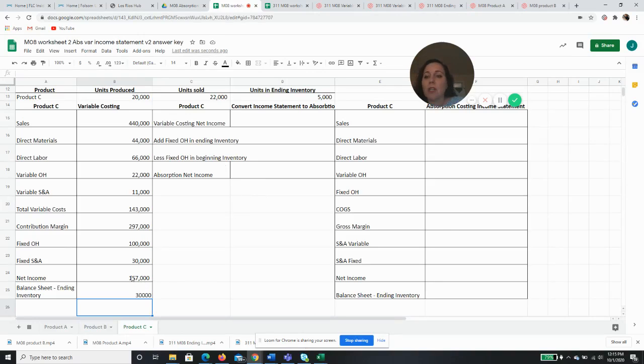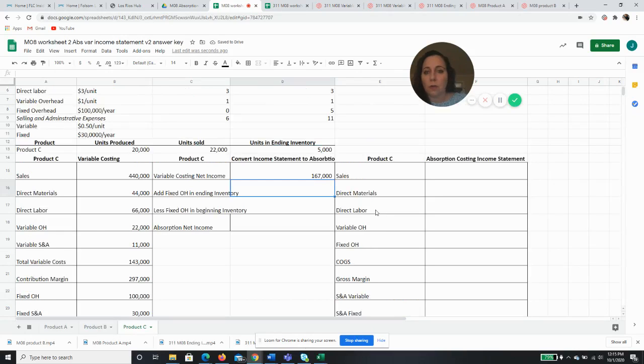All right, now we want to convert this net income under variable costing to absorption costing net income. We're going to start with our net income under variable costing of 167,000. Then we are going to add any fixed overhead that's in ending inventory under absorption costing. So our ending inventory is 5,000 units times $5 per unit of fixed overhead in ending inventory under absorption costing.